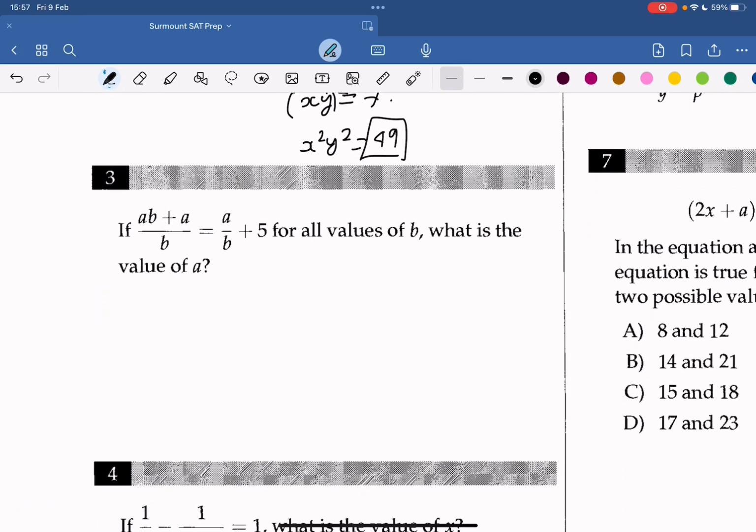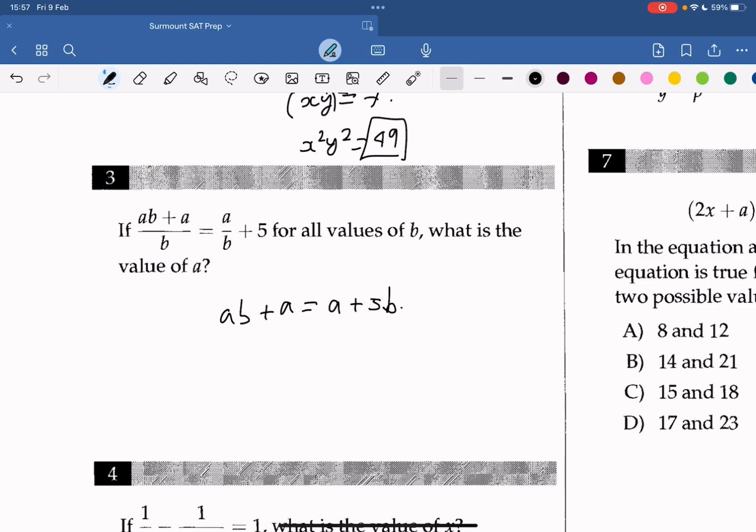Question 3. If a plus b, ab plus a over b is equal to ab plus 5 for all values of b, what is the value of a? Okay. So what we can do here is to multiply both sides by b to make this equation simpler. And by doing so, we get ab plus a is equal to a plus 5b.